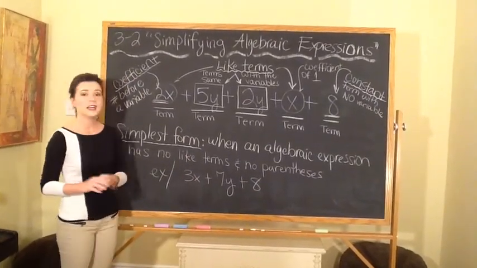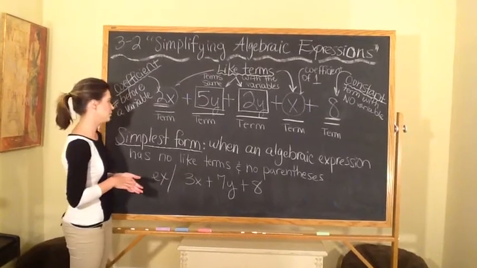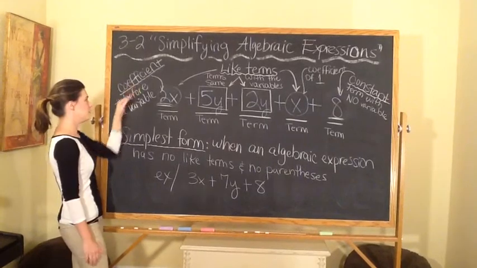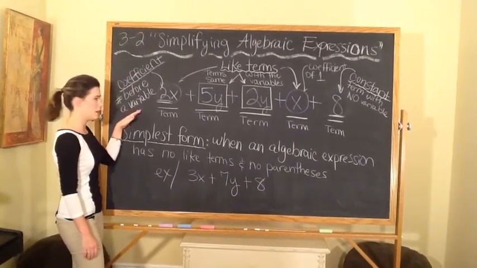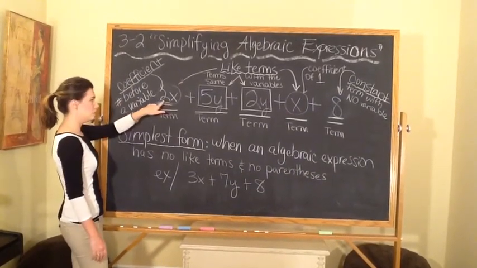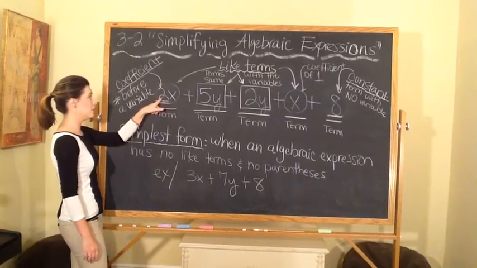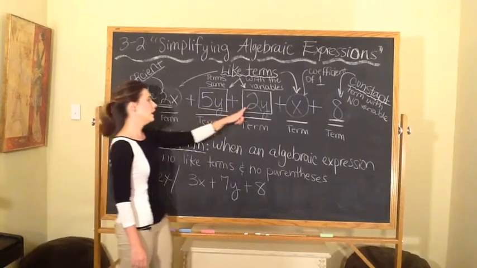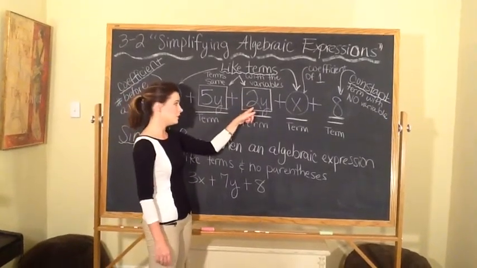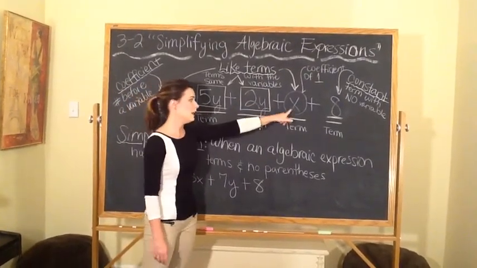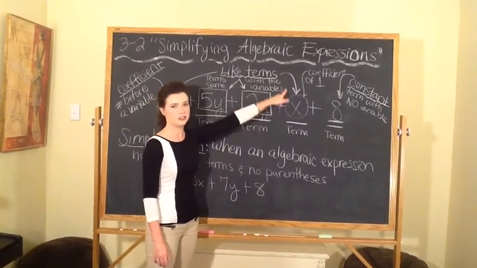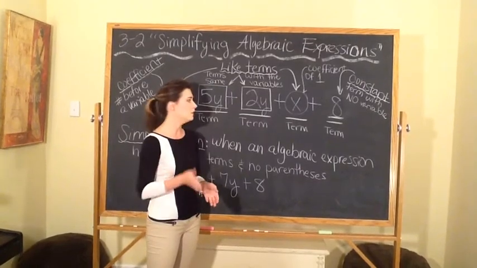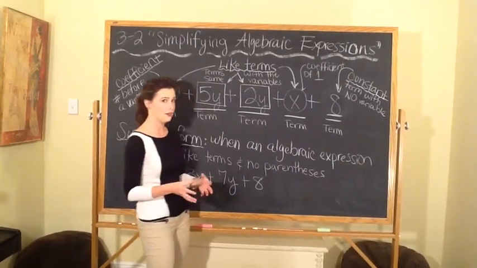So let's go ahead and look at certain parts of an algebraic expression. One part is the coefficient. Now the coefficient is the number that comes before a variable. Like in this example, 2x, 2 would be the coefficient, and 5y, 5 would be the coefficient, and 2y, 2 would be the coefficient, and in x, 1 would be a coefficient, because anytime you see a variable by itself, the coefficient is just kind of like an understood 1.